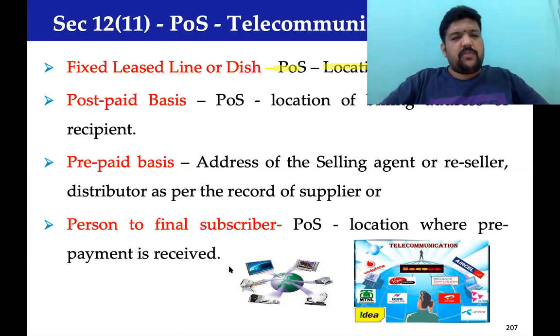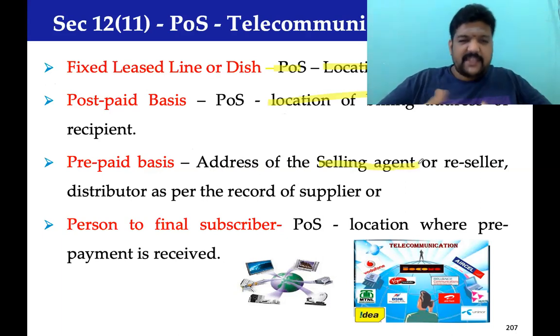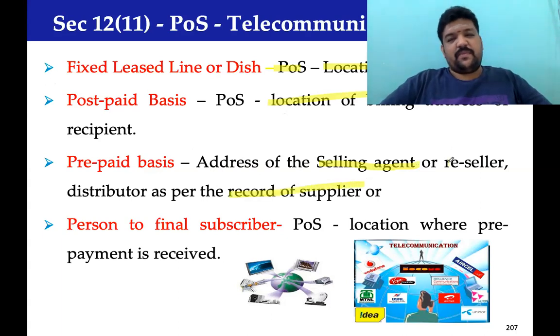In case of all those postpaid bills, the location of billing address, the place where it is going to be billed, that will become place of supply. That is understandable. Followed by, in case of prepaid basis, the address of the selling agent or the reseller as per the record of the supplier. Very simple. The address of the selling agent or the distributor as per the records of the supplier.